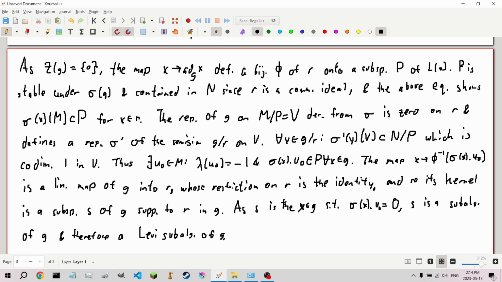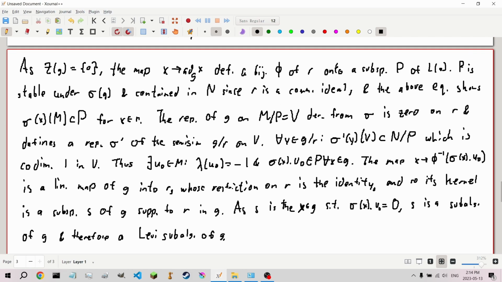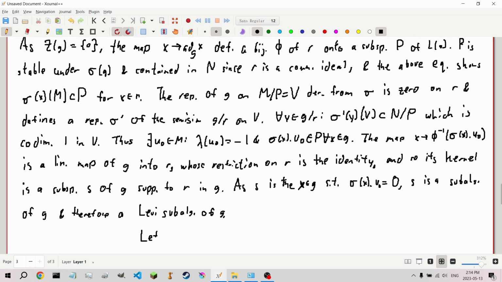We're almost through case 2 for a, depending on your definition of almost. Now we're going to let S prime be another Levi subalgebra.